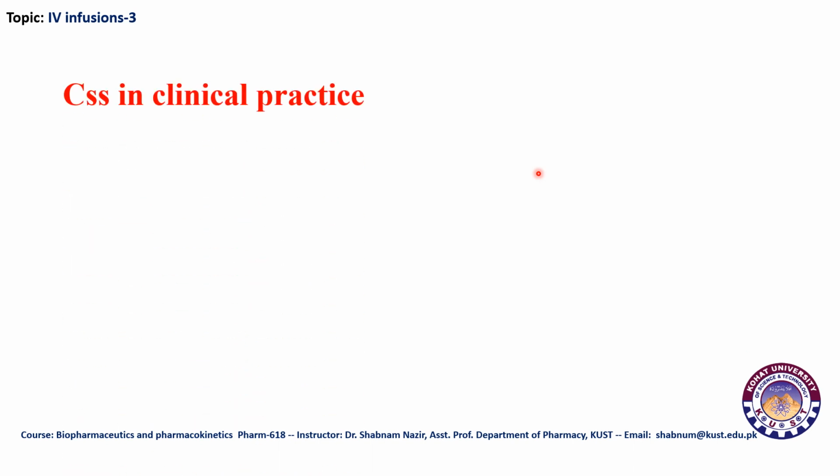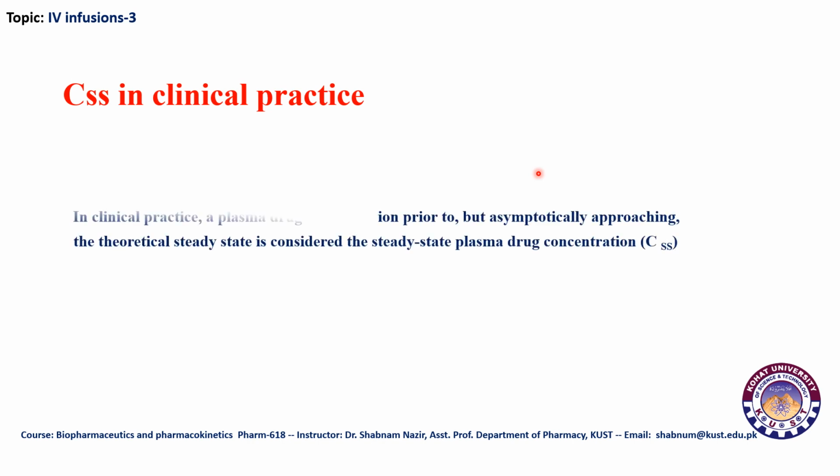So, steady state concentration in clinical practice. Students, as you know, sometimes the things we read theoretically do not resemble clinical practice or the practical things. In clinical practice, the steady state concentration is not exactly the concentration which is supposed to be at steady state level. What is actually happening is that in clinical practice, a plasma drug concentration prior to but asymptotically approaching the theoretical steady state is considered the steady state plasma drug concentration.